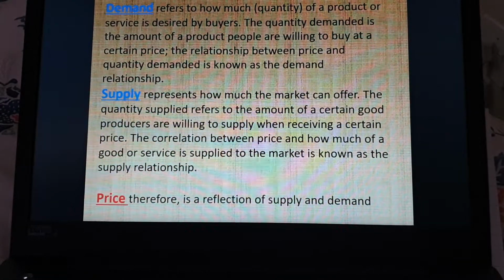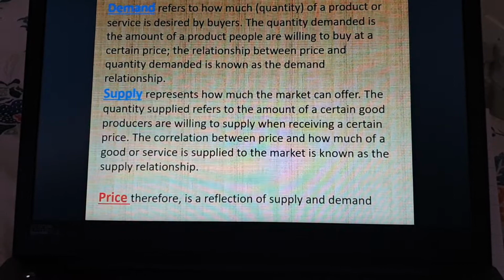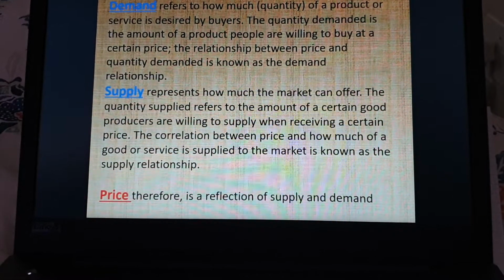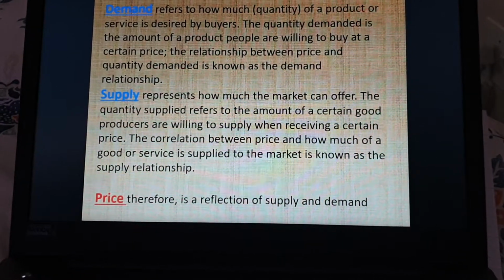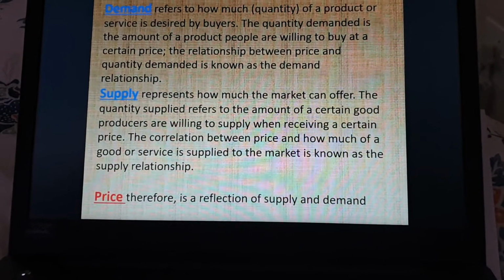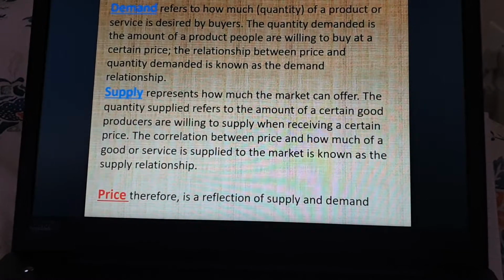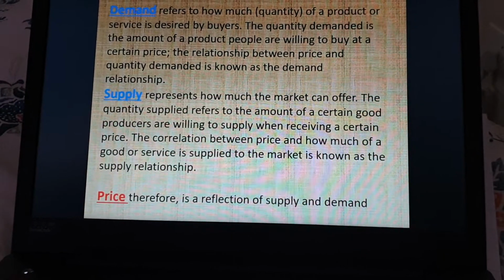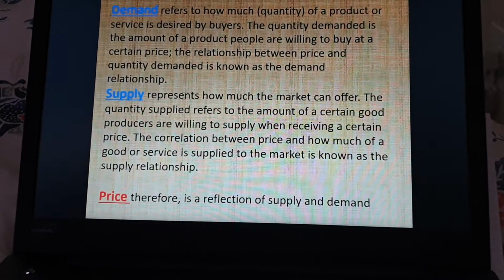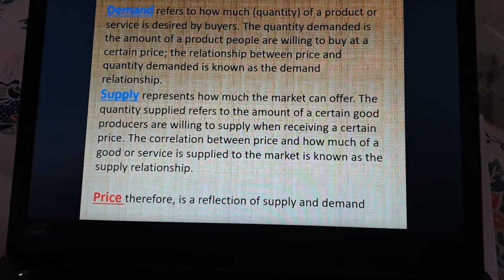Then what is a price? Price therefore is a reflection of the supply and demand. So if you remember from your grade 9 or grade 10 work, wherever the demand and supply curves meet each other, I always say they have a little baby and they call it equilibrium. And that equilibrium forms your quantity and your price in the market.